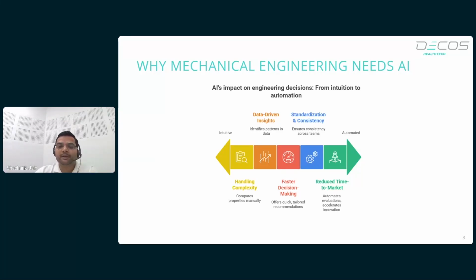AI also helps by automating repetitive evaluations and narrowing down choices quickly. AI reduces development time and accelerates innovation, right? This in turn helps you reduce time to market. Time to market is the day the product development cycle starts to the day it ends, ending with the product releasing into the market. That is called time to market.